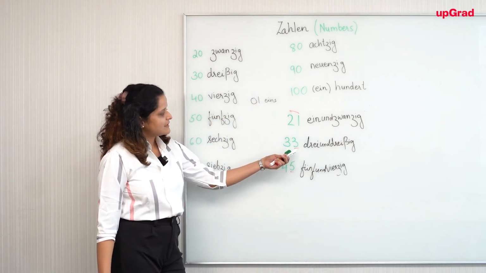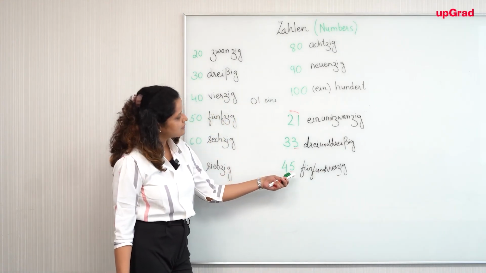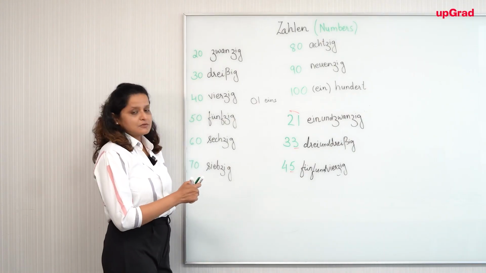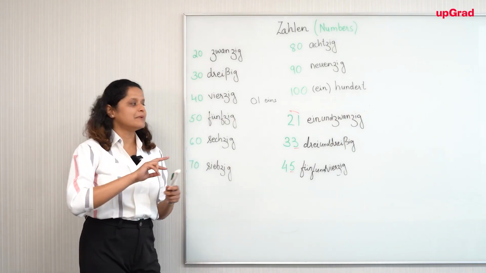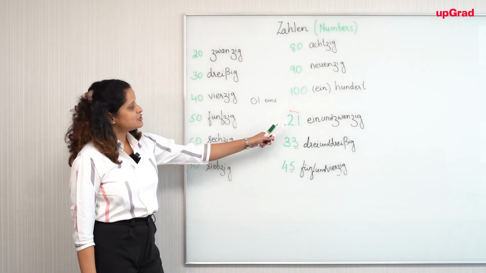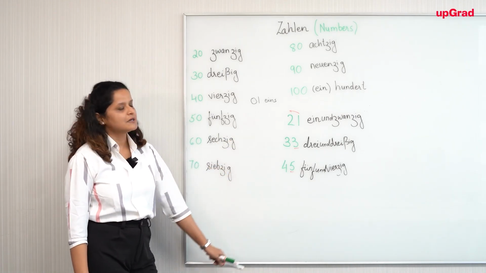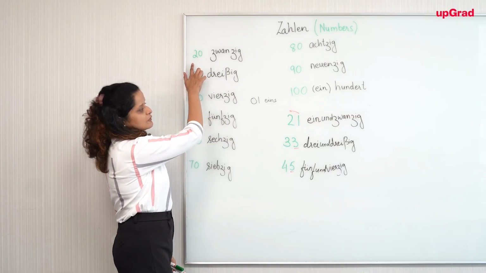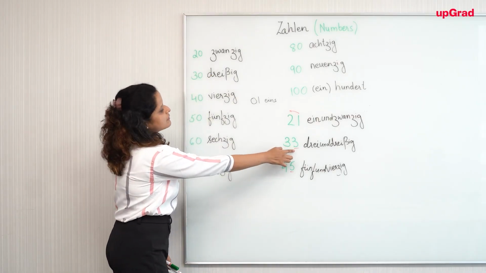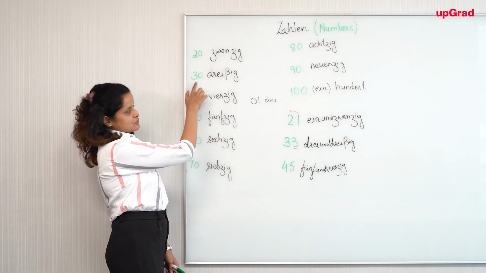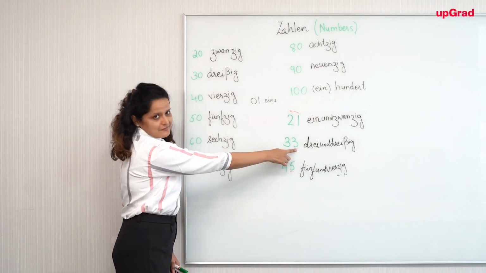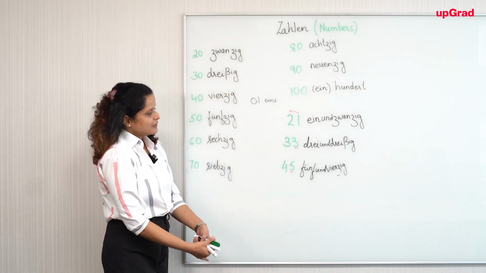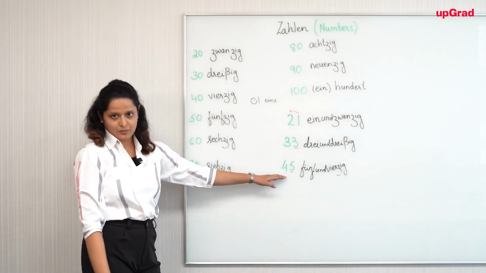So this becomes 33. This becomes 45. So all the 2-digit numbers can be made with this pattern. It's just that the tens place of every number goes on changing. So I will repeat it once. So we have 21. Here we have 33. So you have 30 and you have this 3. You have 45. So if you look at it, the number goes backwards.